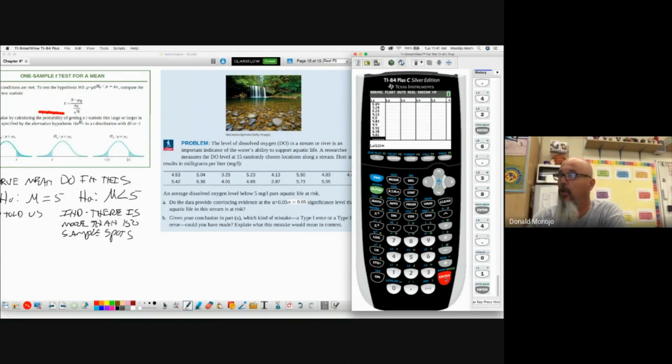Now remember, you only have to do this if n is not large enough to use the central limit theorem and they don't tell us that the population is known to be normal. Then we have to check it ourselves for normality by making a graph. I personally prefer a box plot. However, you could use a histogram.